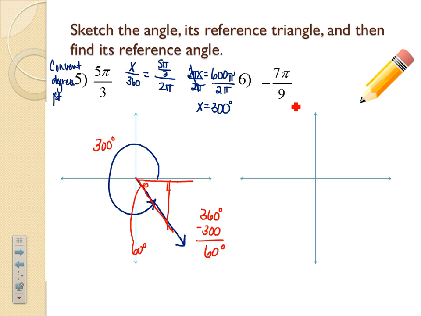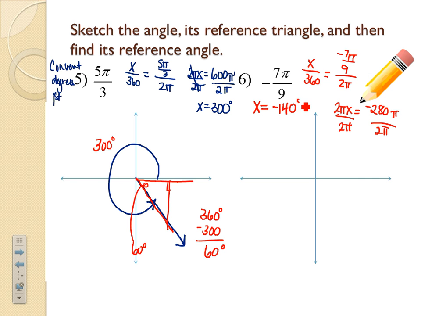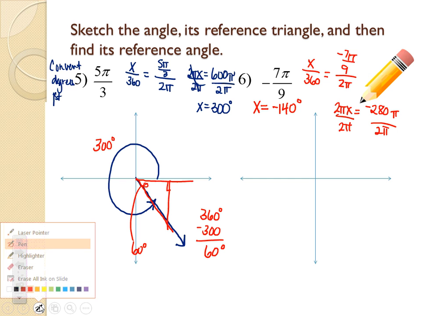Okay, got to do the same thing with negative 7 pi over 9. So I've got to take x over 360 equals negative 7 pi over 9 over 2 pi. I'm going to cross multiply. 2 pi x equals negative 7 ninths times 360, which is negative 280 pi, divided by 2 pi. And I get x equals a negative 140-degree angle. So I'm going to draw a negative 140-degree angle.